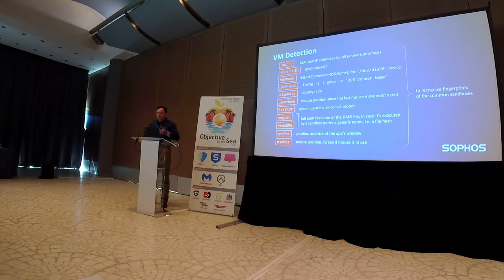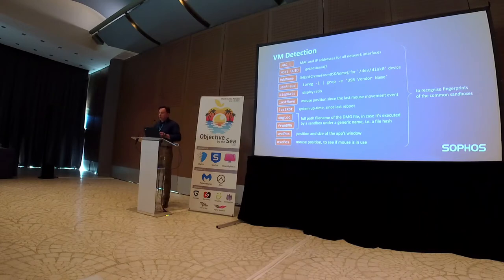Other methods, so it takes the MAC and IP addresses for all network interfaces. Get host UID, it wants to know the disk create from BSD name, it wants to know the USB vendor name. It could be something like containing VMware or VBox or whatever. Display ratio, it reads the mouse position since the last mouse movement event, just to see if the mouse is actually moving. Because if the installer goes on and the mouse is not moving, there's something dodgy, right? Now, system uptime since last reboot, because once the virtual machine analyzes samples one after another, it will probably restore the system each time from the clean snapshot, and that will reset the time passed since last reboot. So by figuring out that time stands constant, it will figure out that it's run under VM.